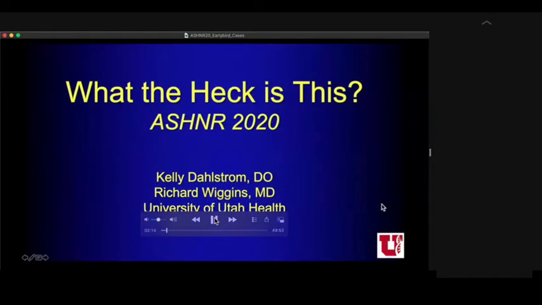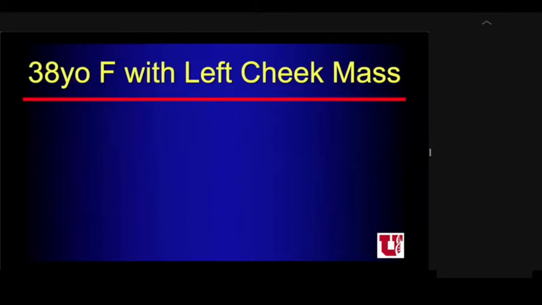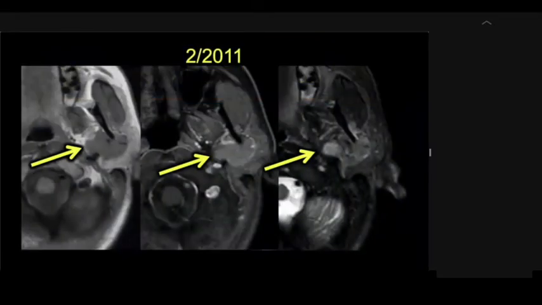From the University of Utah, and I will be presenting the next case for What the Heck is This? I'm presenting a 38-year-old female with left cheek mass. Here we have axial MRI sequences. We have axial T1 pre, post, and T2 weighted images.